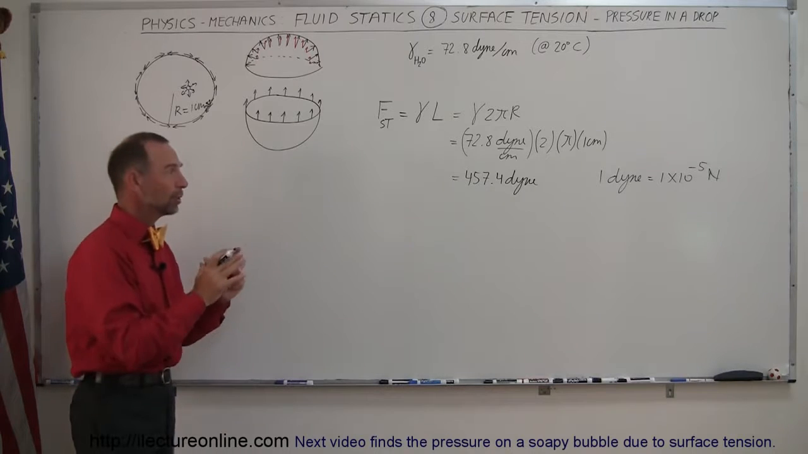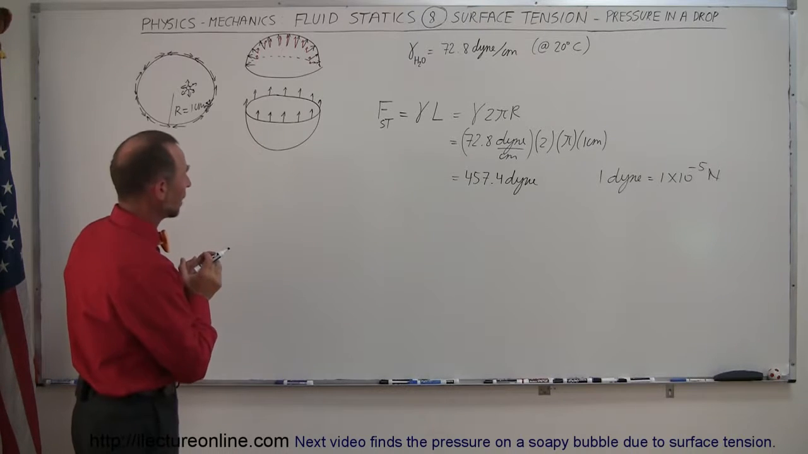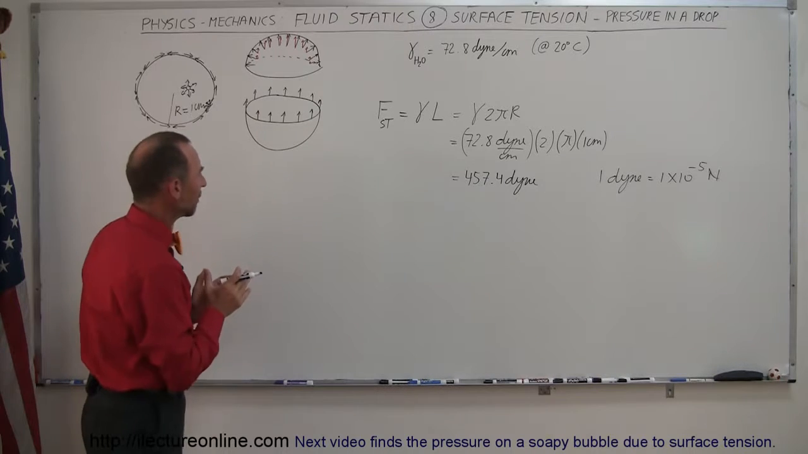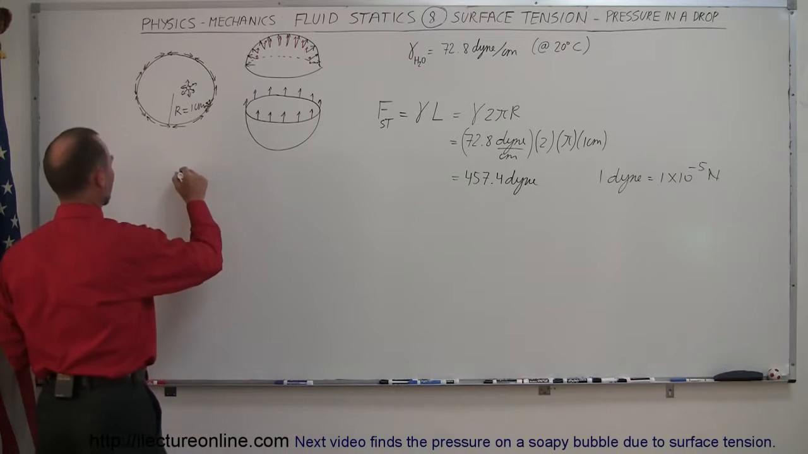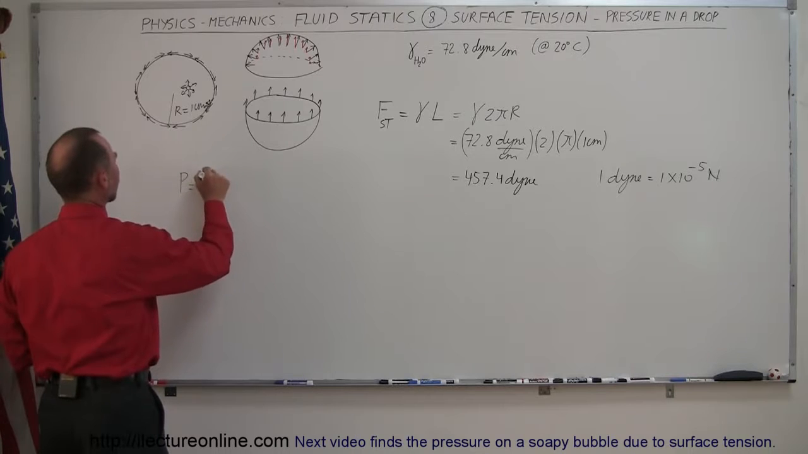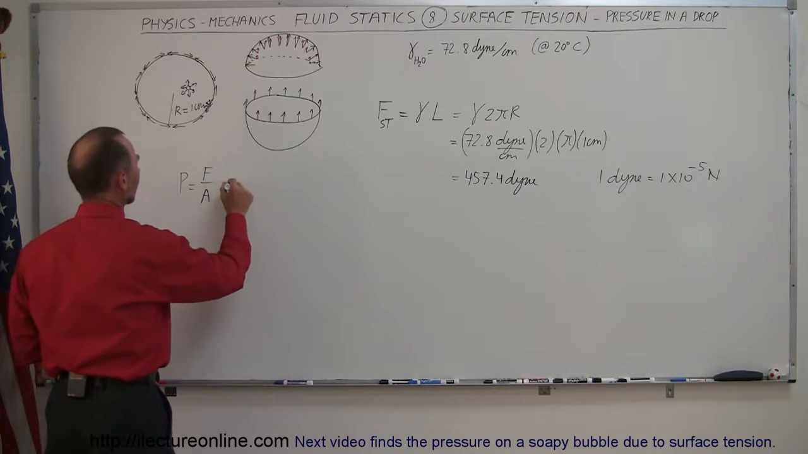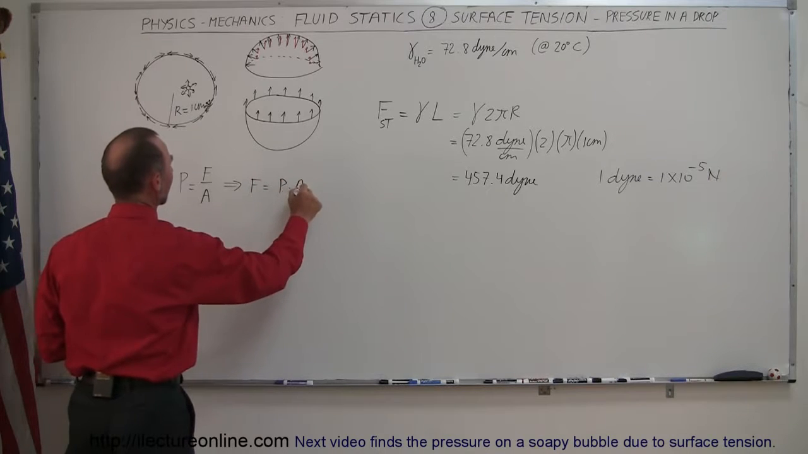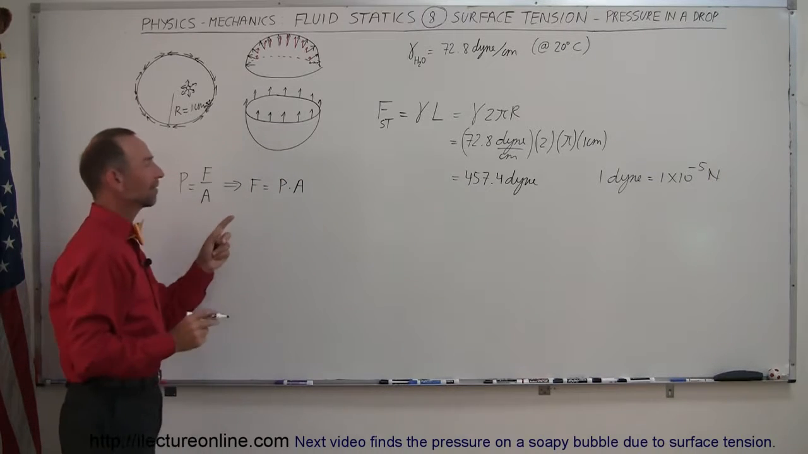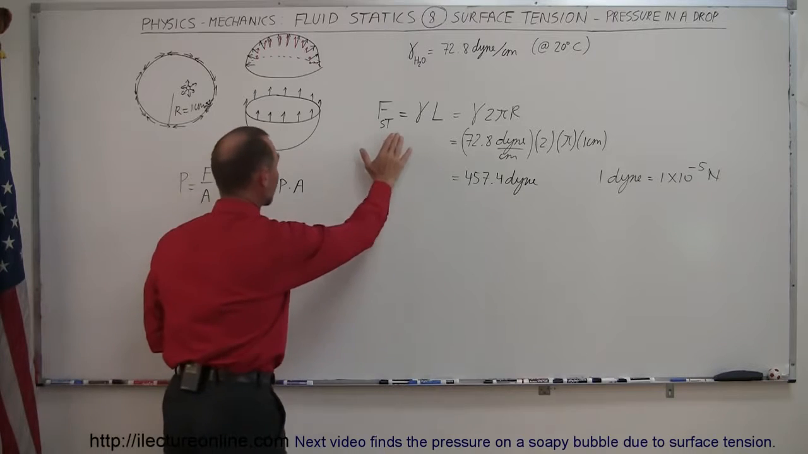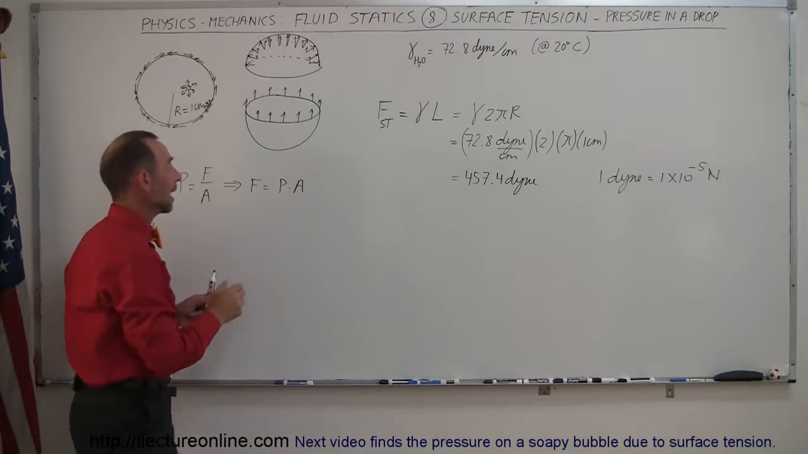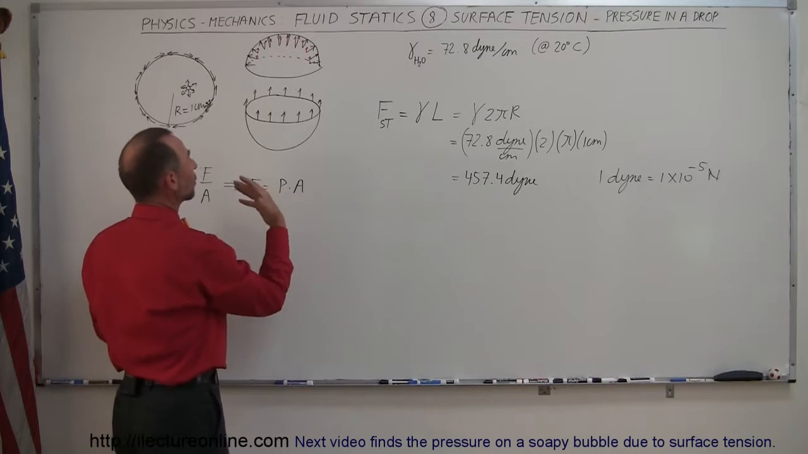Okay, now, what do we do next? Well, we know that we can find pressure inside a drop by using this equation. Let me write it here. Pressure by definition is equal to force divided by area. And so that implies that force inside the drop is pressure times area. So notice that I can set the force caused by the surface tension equal to the force caused by the pressure inside. Now, pressure times area, how do we think about that?